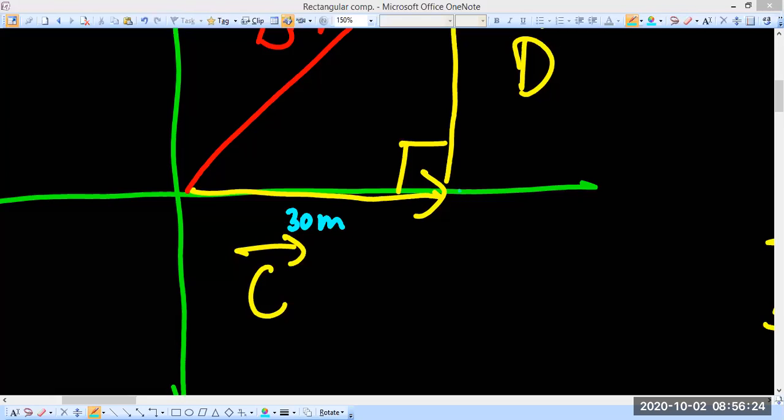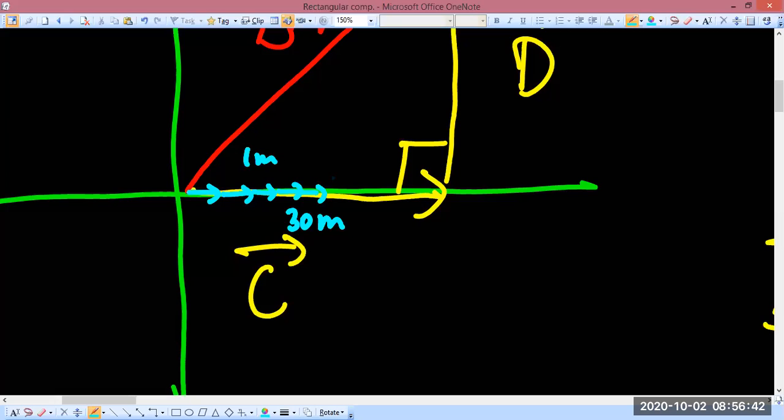You have to choose that only because everyone in the world follows that. They are like names given. So if this is 30 meter, do you realize I can draw 30 arrows like this of 1 meter length? Yes or no? 30 arrows. Agreed?